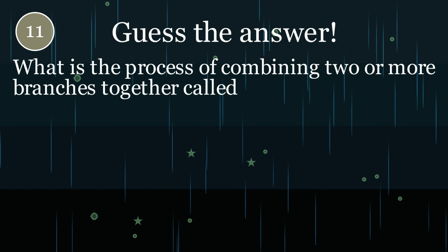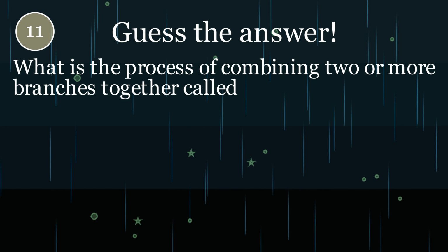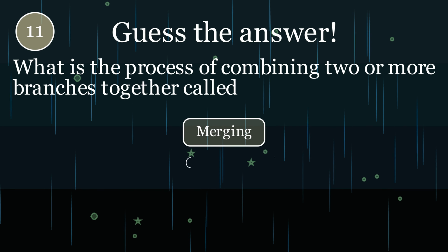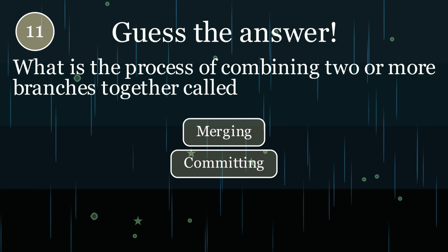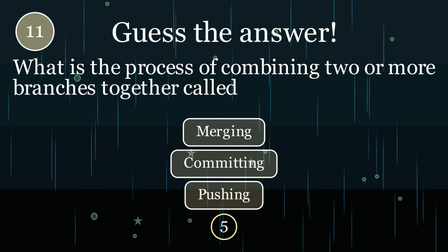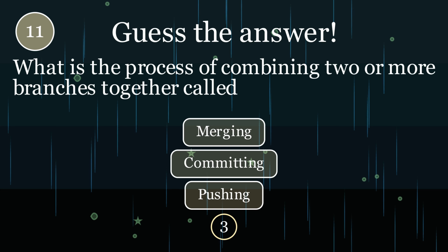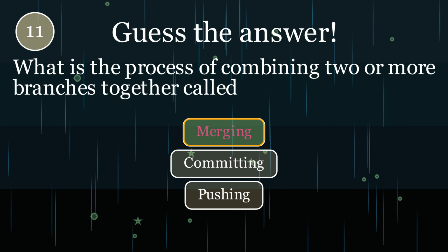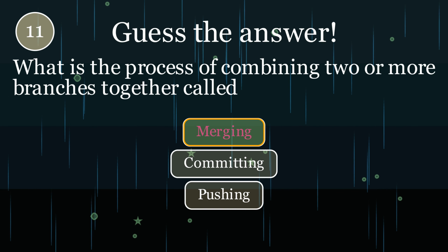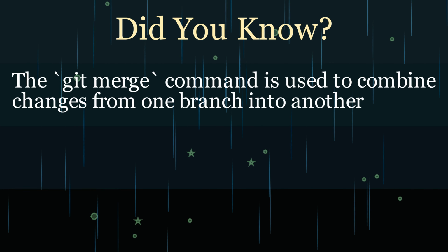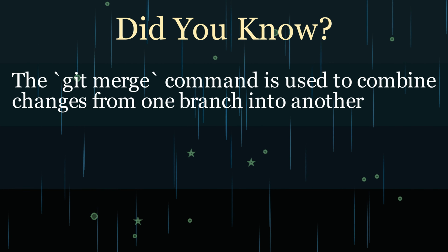What is the process of combining two or more branches together called? Merging, committing, pushing. The correct answer is merging. Fun fact: the git merge command is used to combine changes from one branch into another.